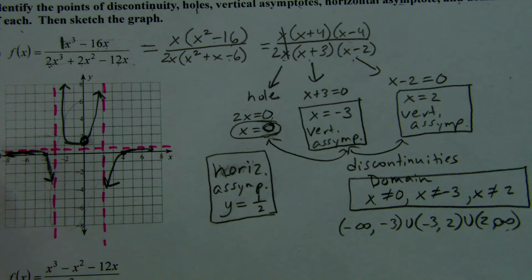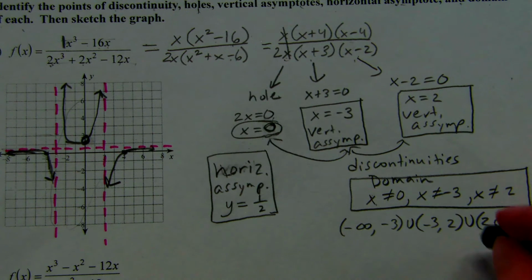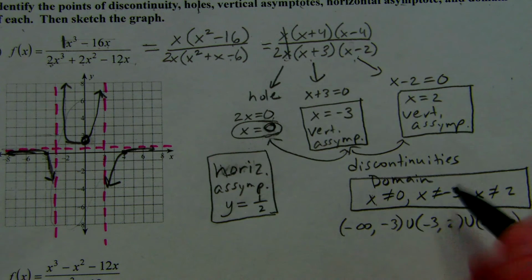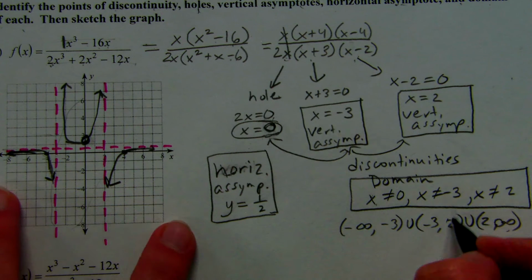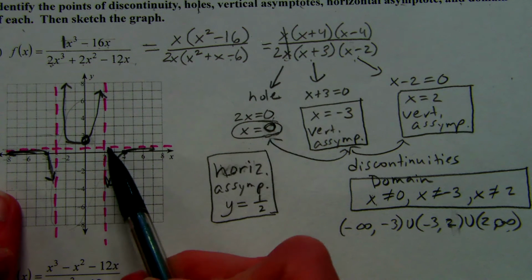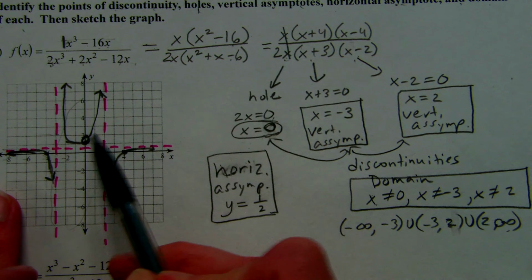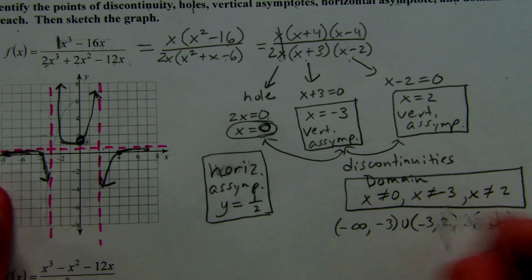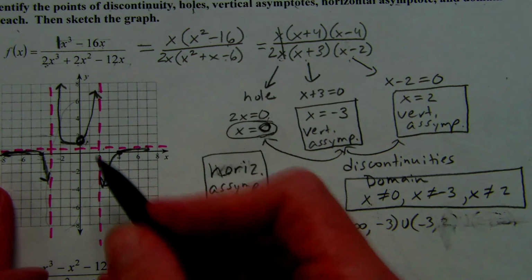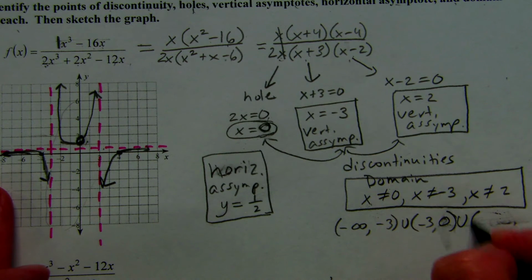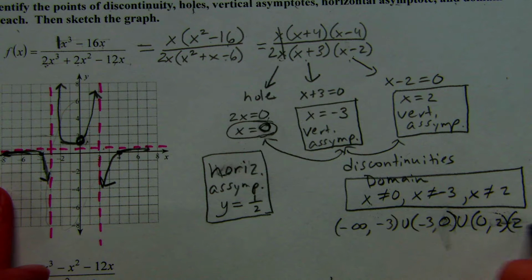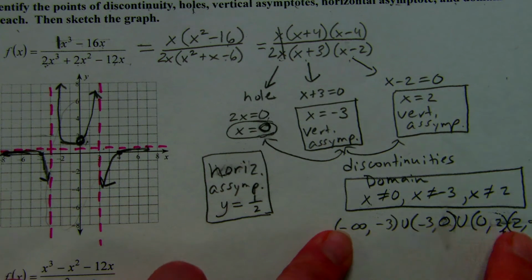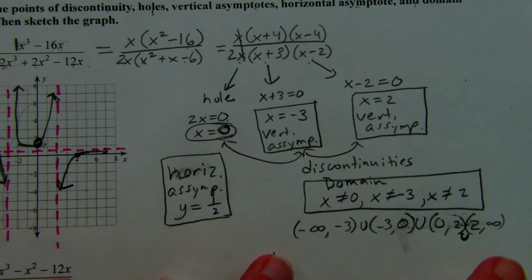Oh yeah, I'm just having a hard time. Oh, there is a break at 0, so I'd have to put 0 in there also. So I'd have to have 4 groups to write because of the hole. So -3 to 0, and then 0 to 2, and then 2 to infinity. Did I get it right that time? Yeah, except I forgot the little u. So this is like the long way of writing that.